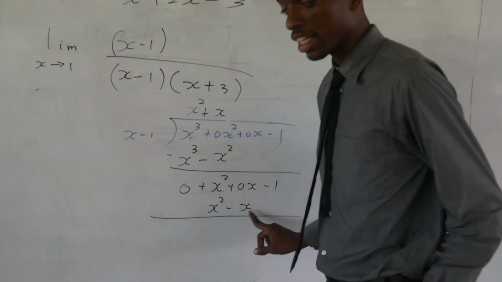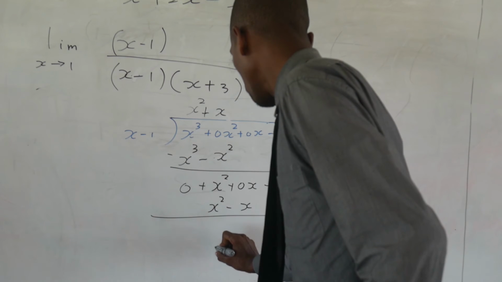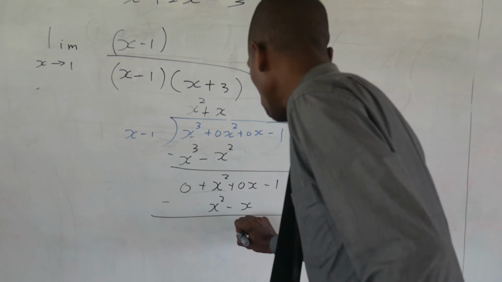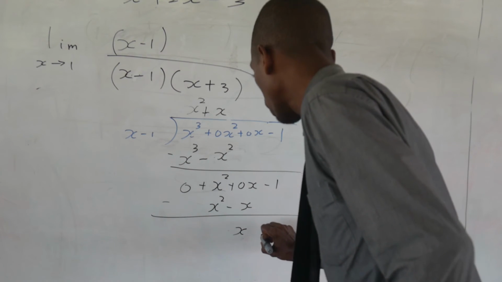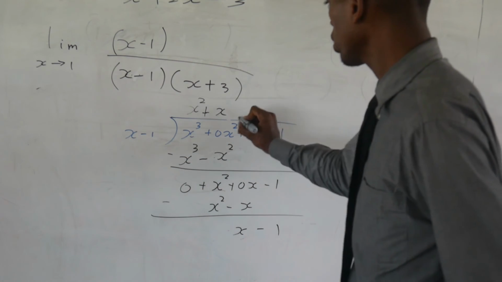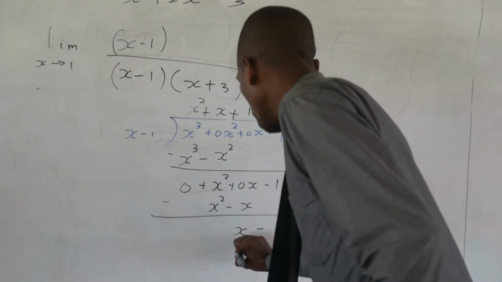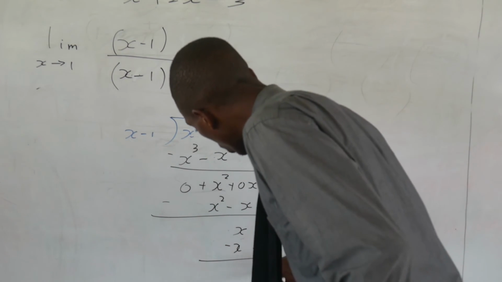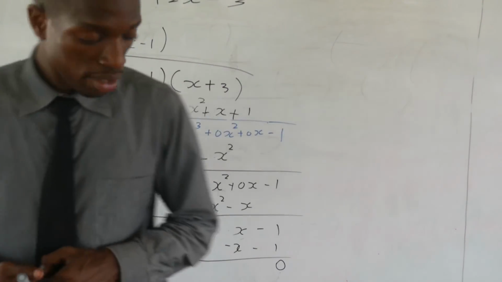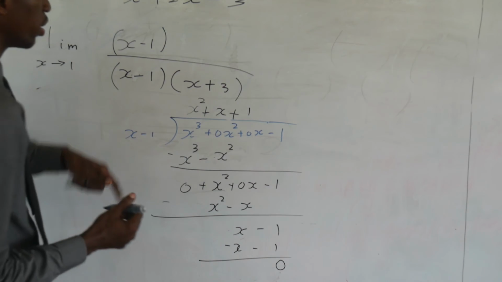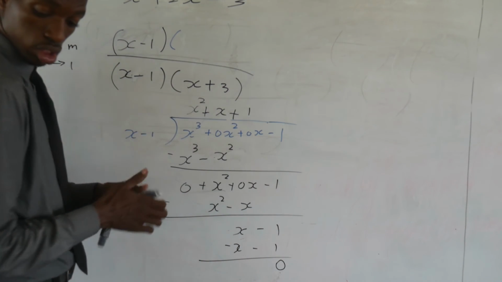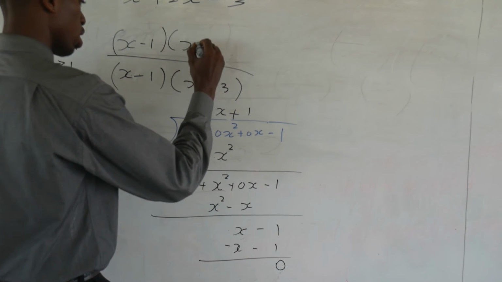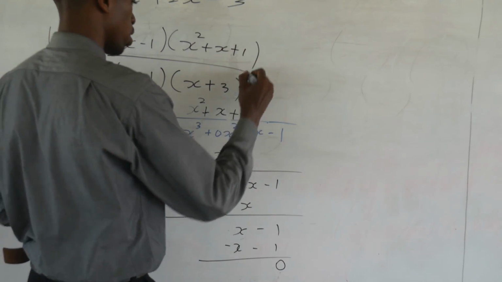You subtract again and you would get, so subtract, this is 0 minus negative x, you just get x minus 1. x into x, 1, so you put plus 1 times that is x minus 1. This subtracts into 0. So we know that this is what will remain. So we come up here, and we write x squared plus x plus 1.